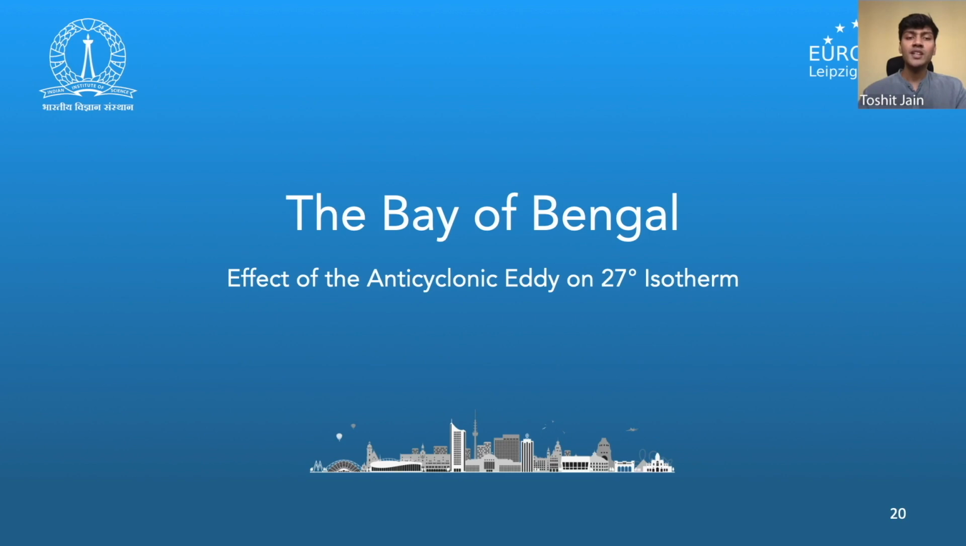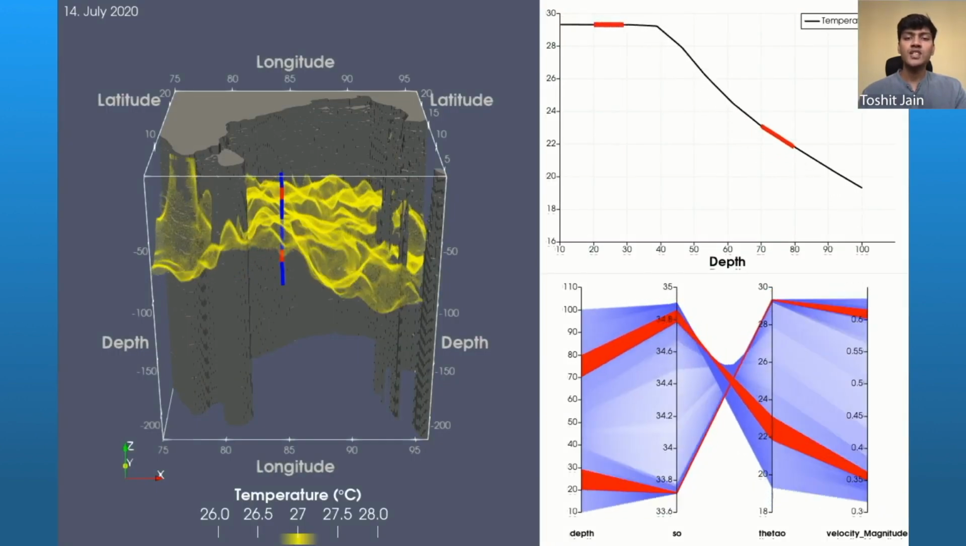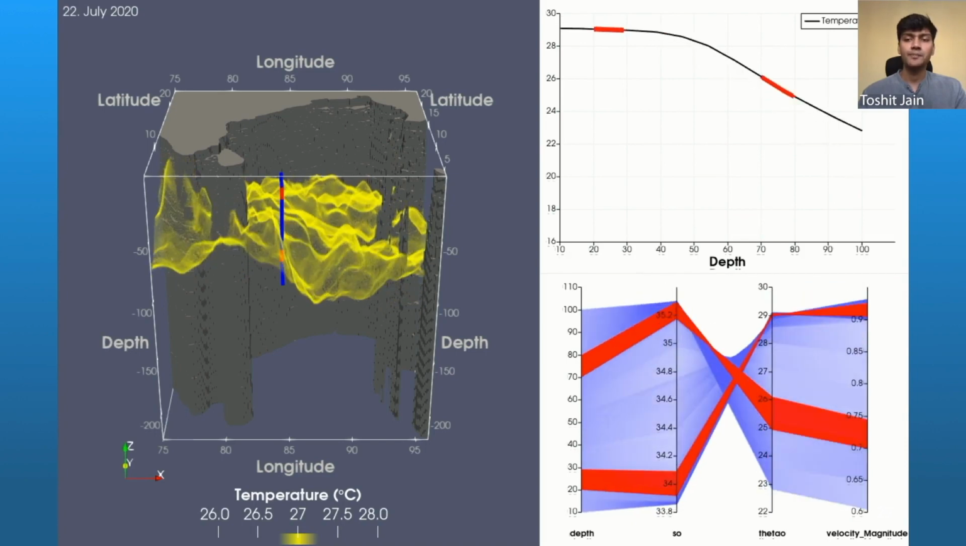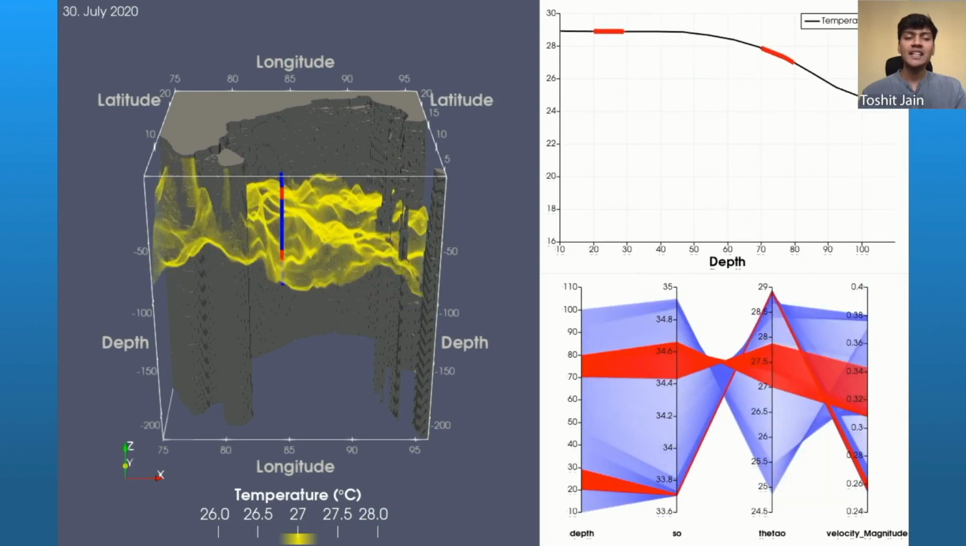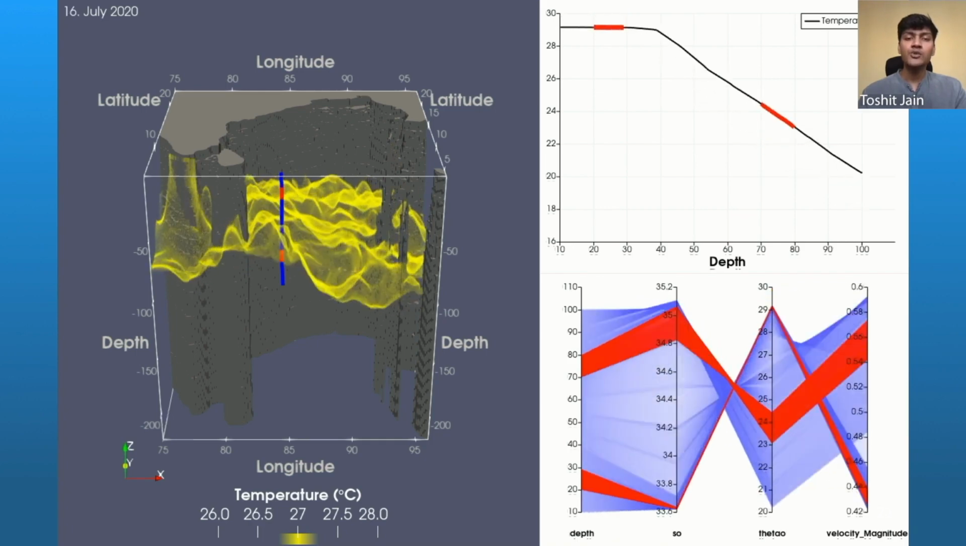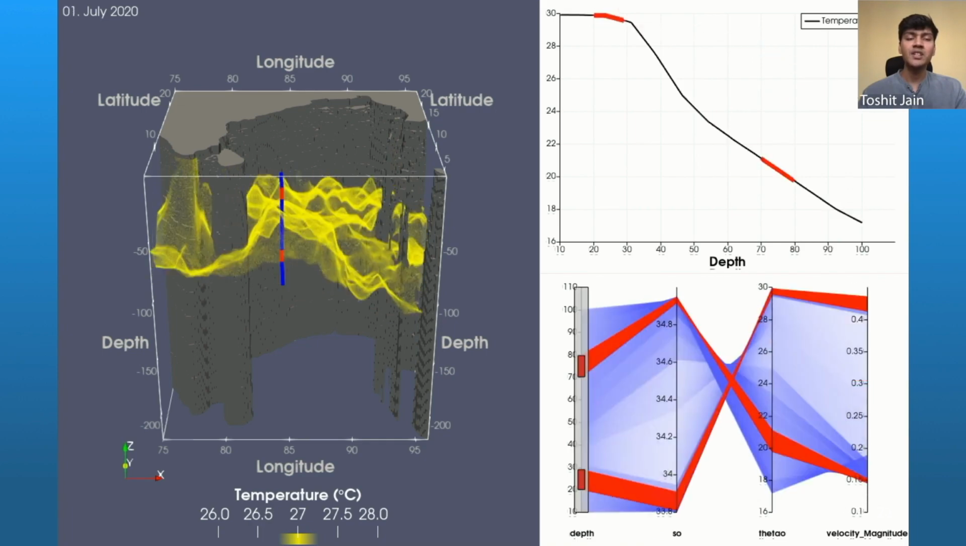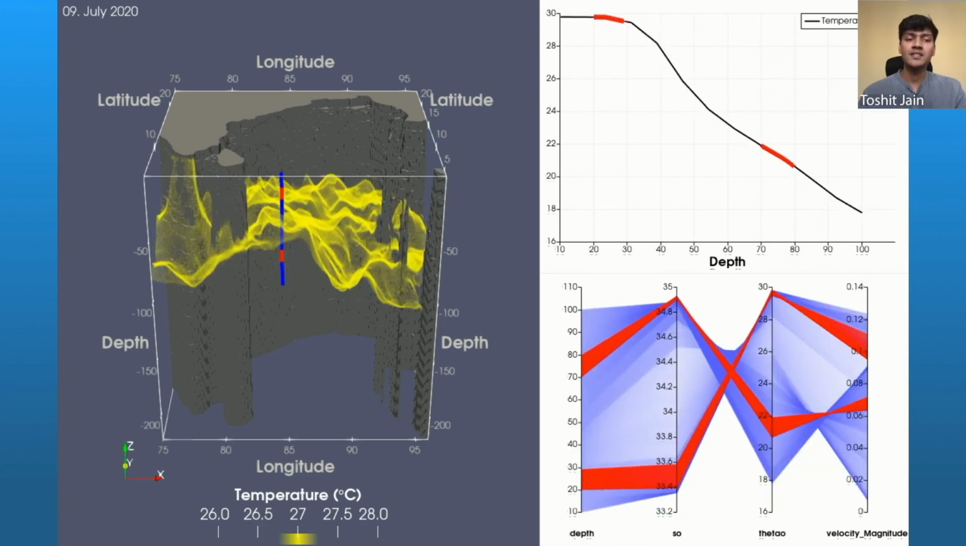We now take a look at the effect that the anticyclonic eddy has on the 27-degree isotherm. The depth profile filter is useful when the user wants to study some properties along the depth. To see the effect that the anticyclonic eddy has on the 27-degree isotherm, we use the depth profile filter from pyParaOcean and drop a needle at 7 degrees north and 84 degrees east.